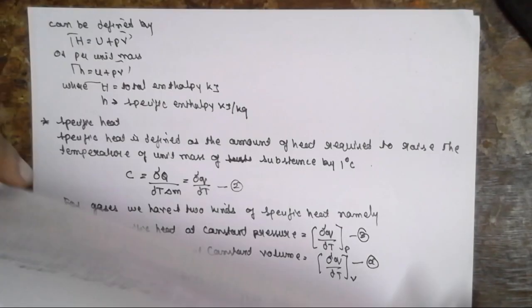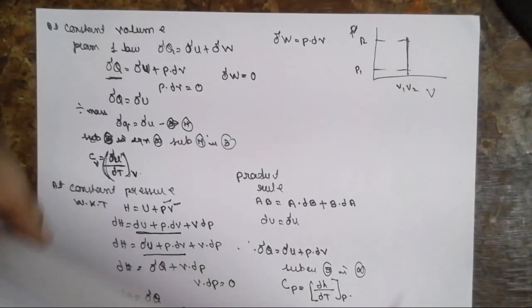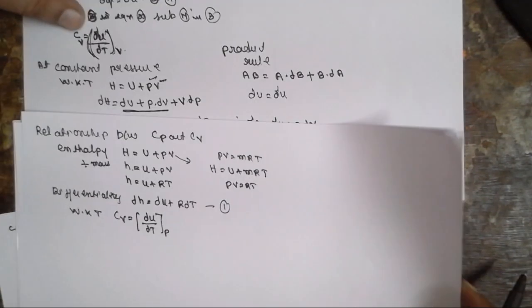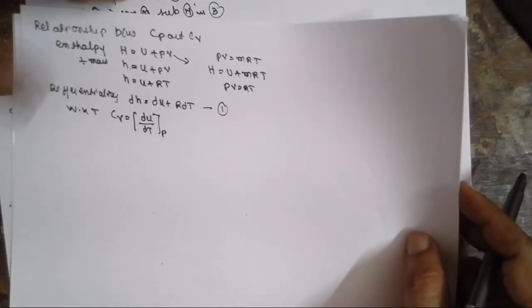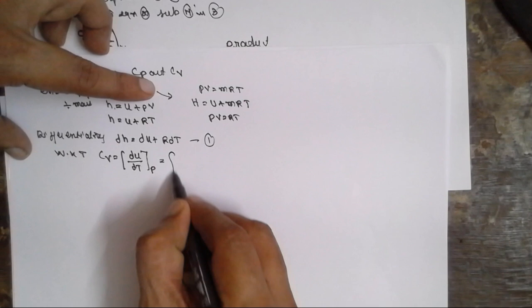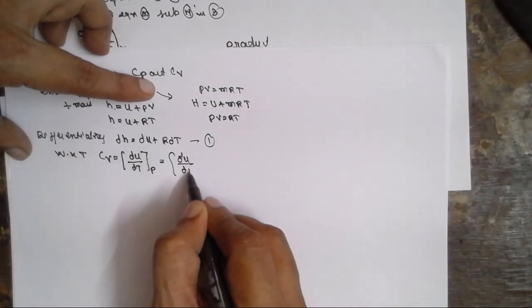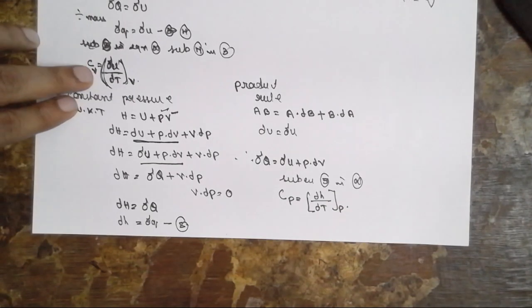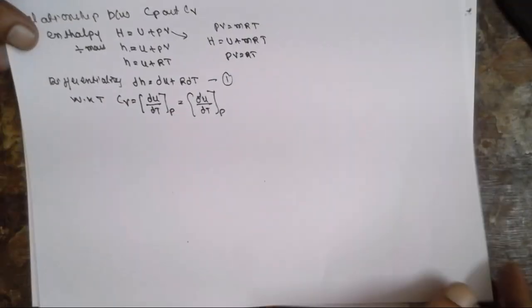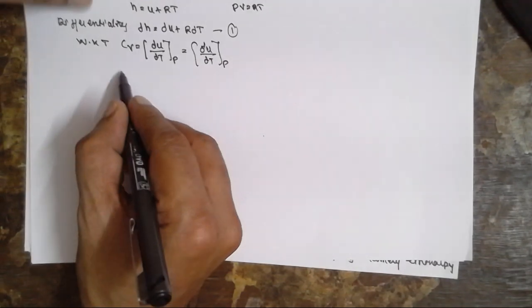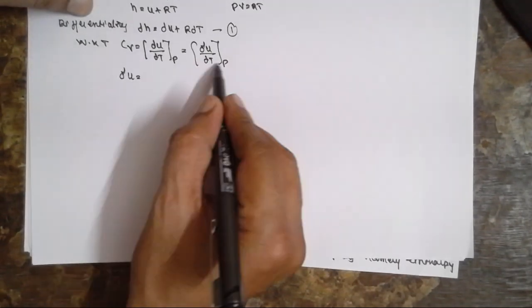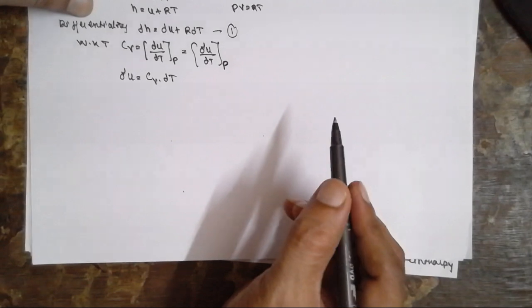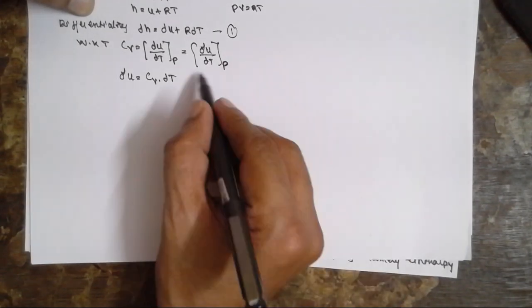Cv can be written as delta U by dT, at constant volume. Delta U, just cross multiply, equals Cv into dT. Consider this equation 2.